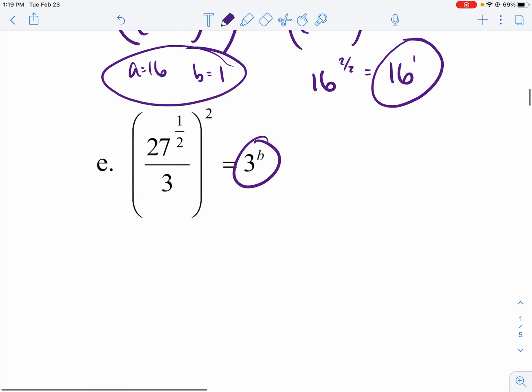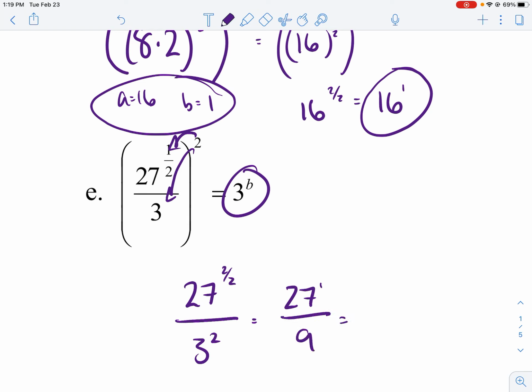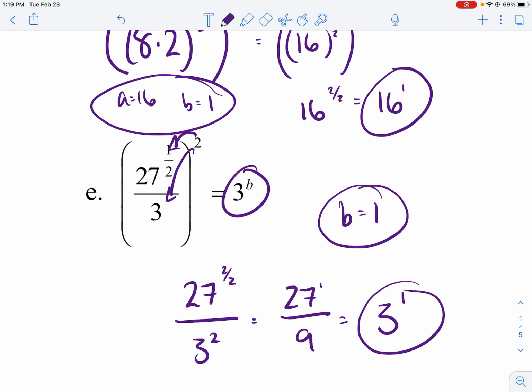And lastly, letter E. This one, because you can't really take the square root of 27, I'm just going to distribute this 2 through. So I end up getting 27 to the 2/2 all over 3 squared. And 2/2 is just a 1, so this is 27 to the 1st power divided by 9, which will give me 3 to the 1st power. So B is equal to 1.